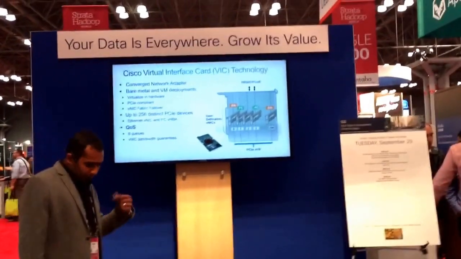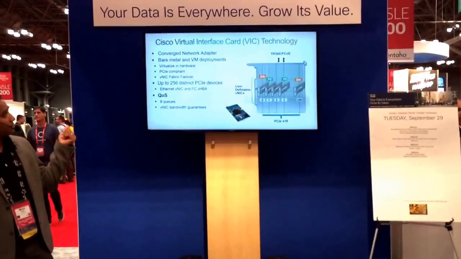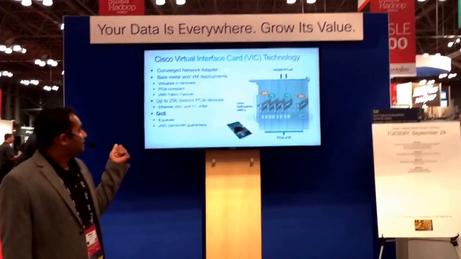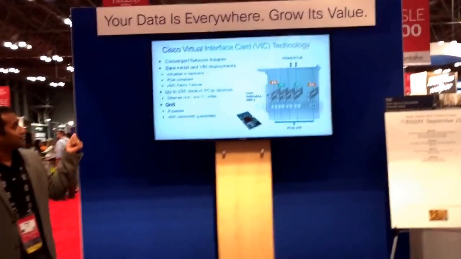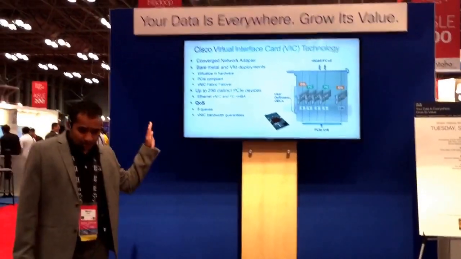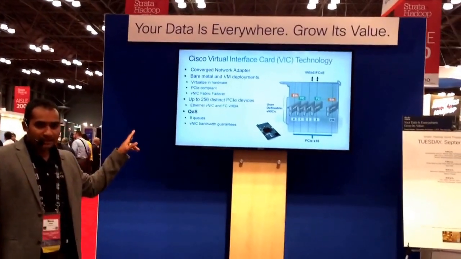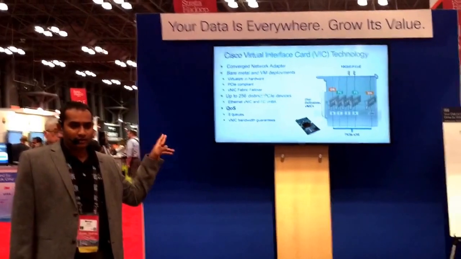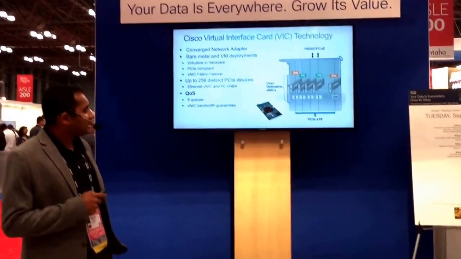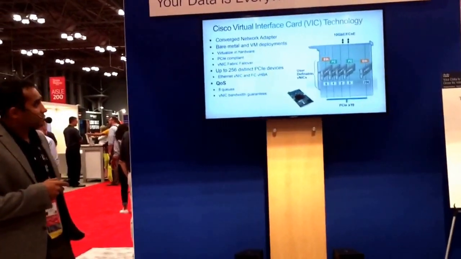Before I move to the next part, I just want to go through an important part of Cisco technology, the Cisco Virtual Interface Card, the VIC card. This is unique to Cisco. I put this slide because I don't want to miss this part. This is a converged network adapter, which is unique to Cisco. We have 2 physical 10-gig links. Out of that, you can create 256 virtual NICs, and there are some key benefits of this, which will come in the next couple of slides.